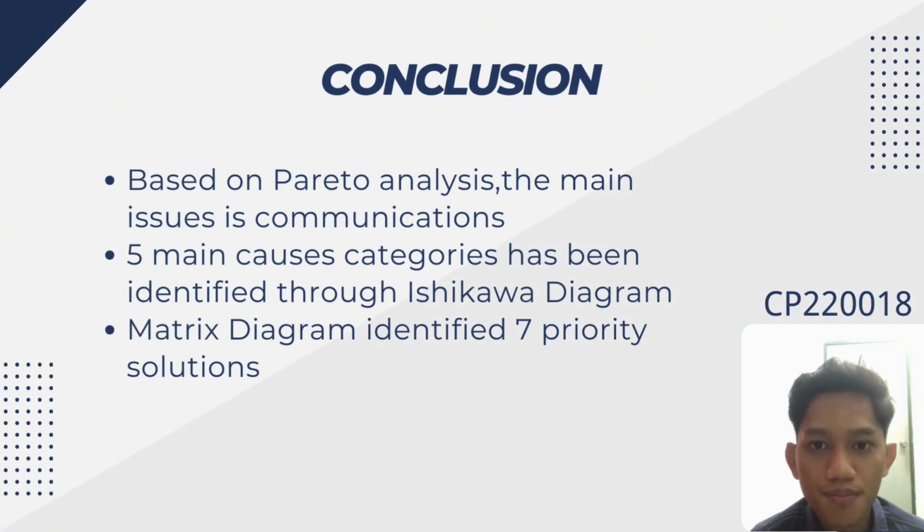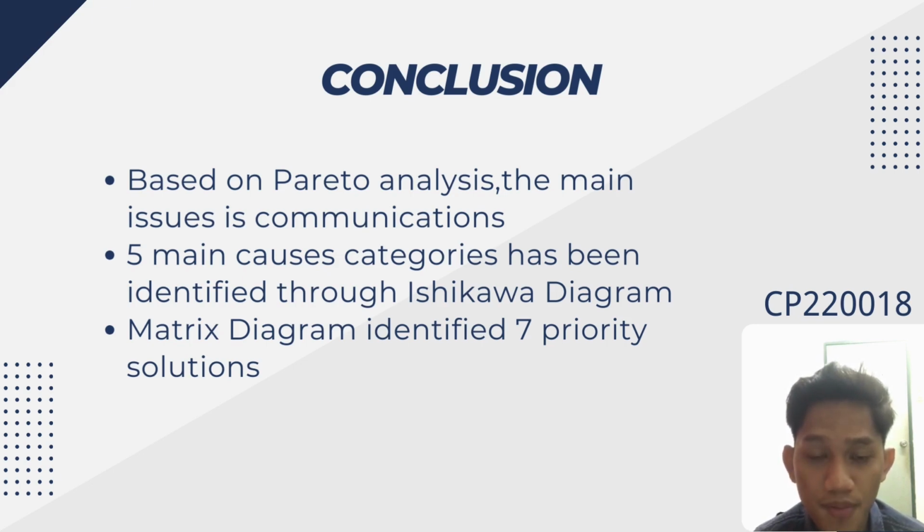In conclusion, based on Pareto analysis, communication issue is the main issue in Dongnan Solutions Sdn Bhd, which is 26.1% of the total problems. Five main concern categories have been identified through Ishikawa diagram and relationship diagram: workers, system, communication, government, and condition. 40 solutions have been proposed for improvement based on the 5 main causes.